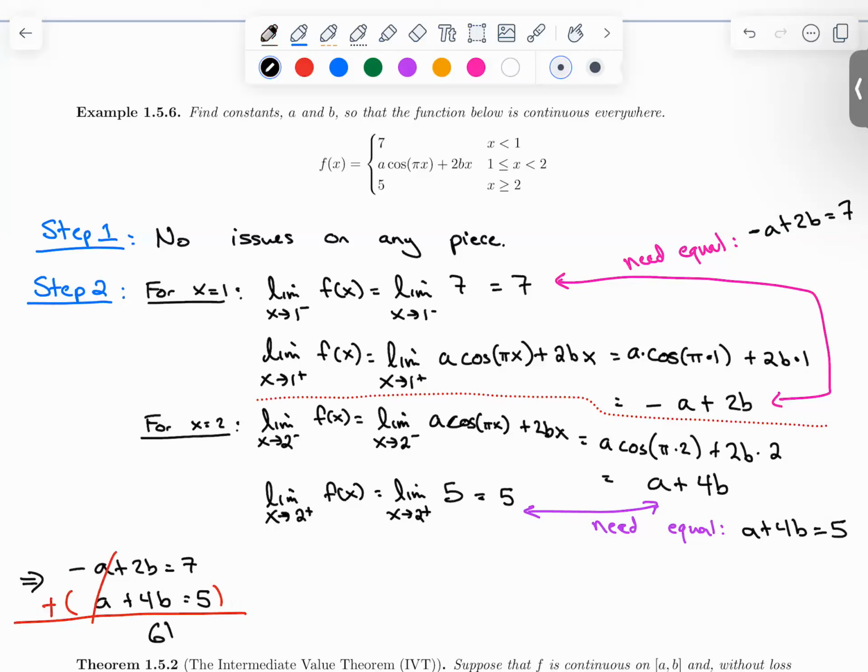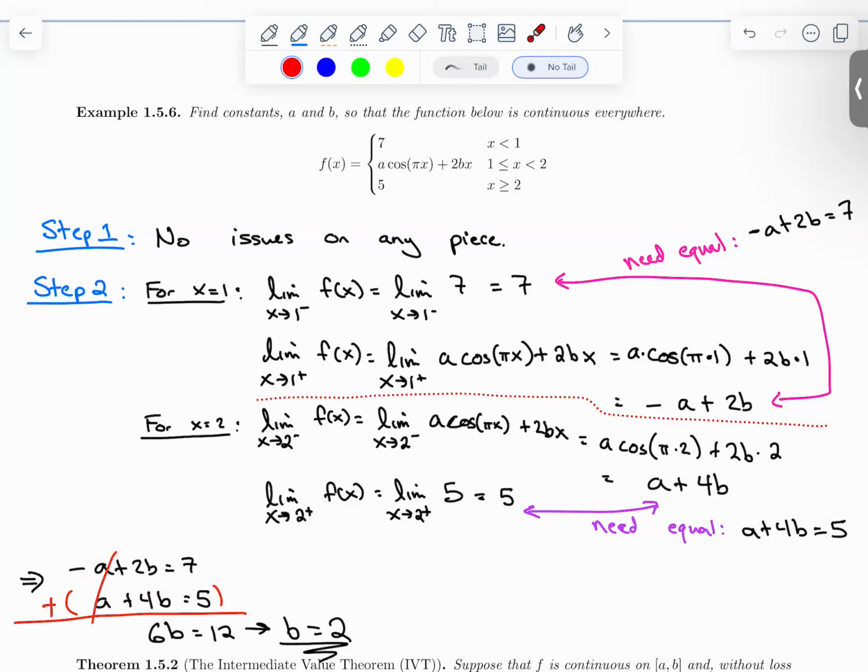We get 6B is equal to 12, which tells us that B is equal to 2. And then we can use either equation to solve for A. It does not matter which one. Which one do you guys want to use? First one or the second one?